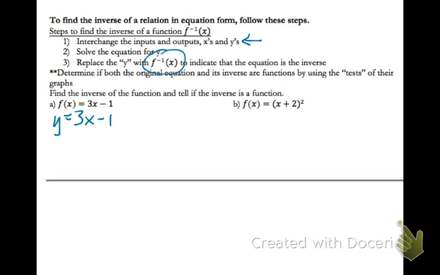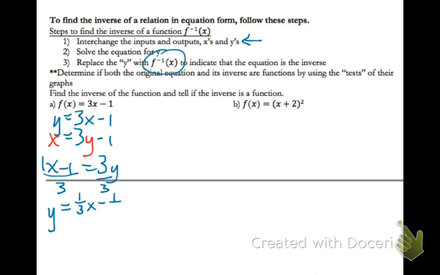And now what we're going to do is we're simply going to switch the x and the y. So wherever I see y, that becomes x in my equation. And then where I see x, that becomes y. And that's because with an inverse, our inputs and our outputs are reversed. So now I'm going to solve for y. So I'll add my 1 and then divide by 3. So I'm just going to write my y first. So y will equal 1/3 x minus 1/3.